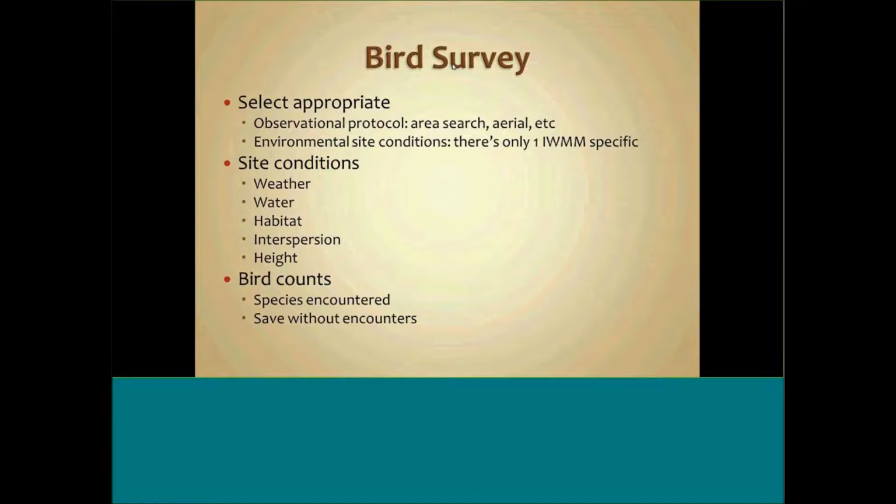Under the environmental site condition, there's only one, so that should automatically pop up as the IWMM site condition protocol. The site conditions that we ask you to record every time you go out to do bird surveys are weather, water, habitat, some interspersion metrics, and vegetation height metrics, and then obviously there's the bird count component. What species you encountered, the numbers, but if you went out and didn't see any species, you have to click a button to save the environmental conditions without any bird encounters.